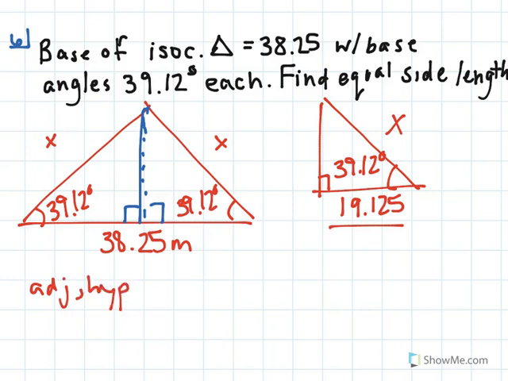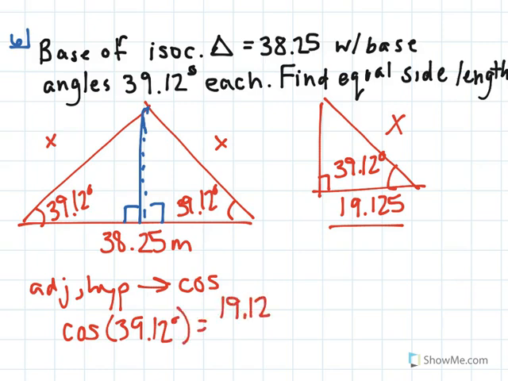So we have the angle, we have the length of an adjacent side, and we're wanting to know the hypotenuse. So the trig function that deals with adjacent and hypotenuse is cosine, so we're going to use that to solve for side x. So we know that cosine of 39.12 degrees is equal to 19.125 over the hypotenuse.